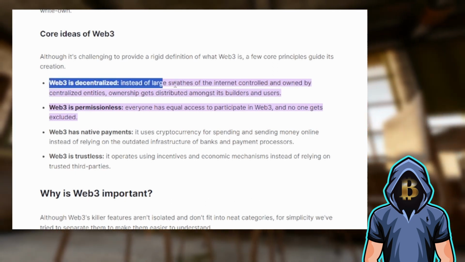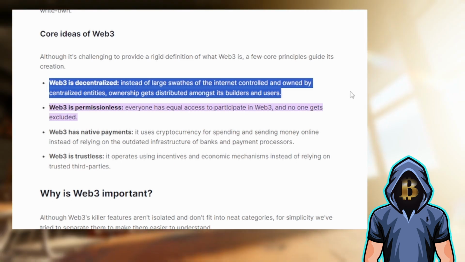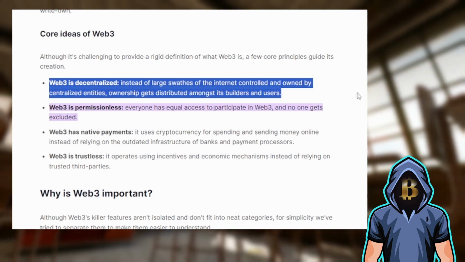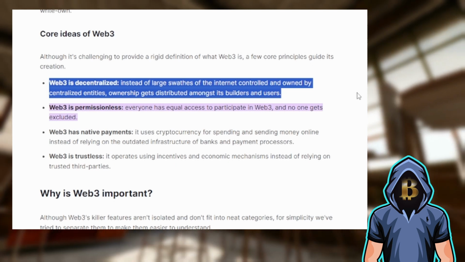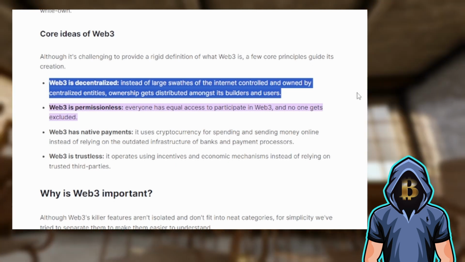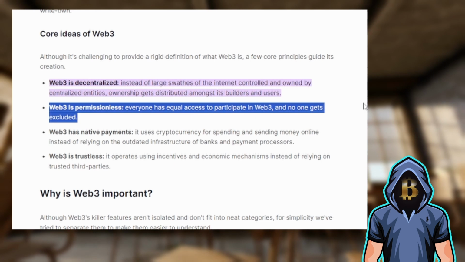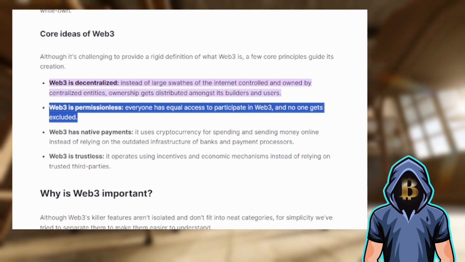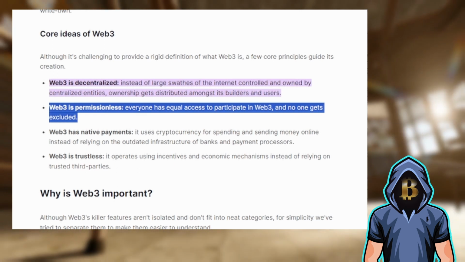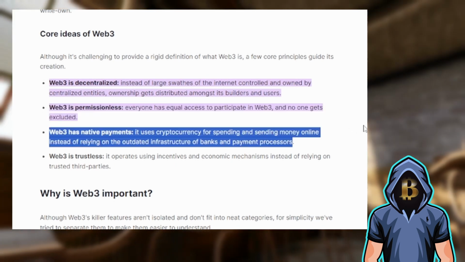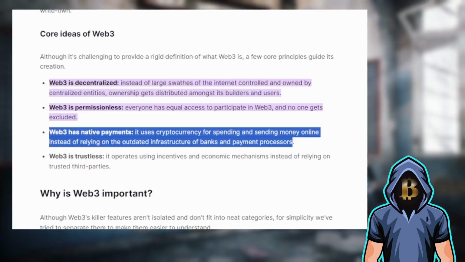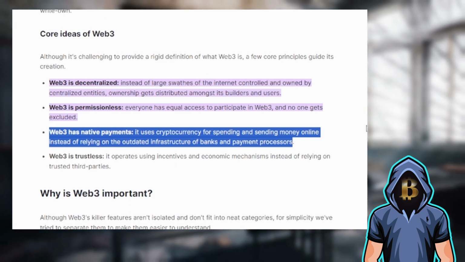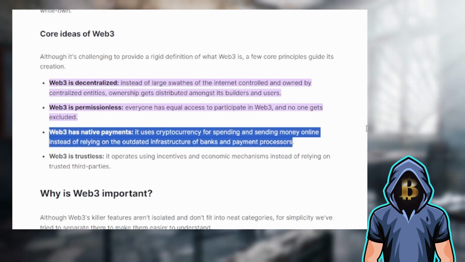Web 3 is decentralized. Instead of large swaths of the internet controlled and owned by centralized entities, ownership gets distributed among its builders and users. Web 3 is also permissionless. Everyone has equal access to participate in Web 3, and no one gets excluded. Web 3 has native payments. It uses cryptocurrency for spending and sending money online instead of relying on the outdated infrastructure of banks and payment processors.